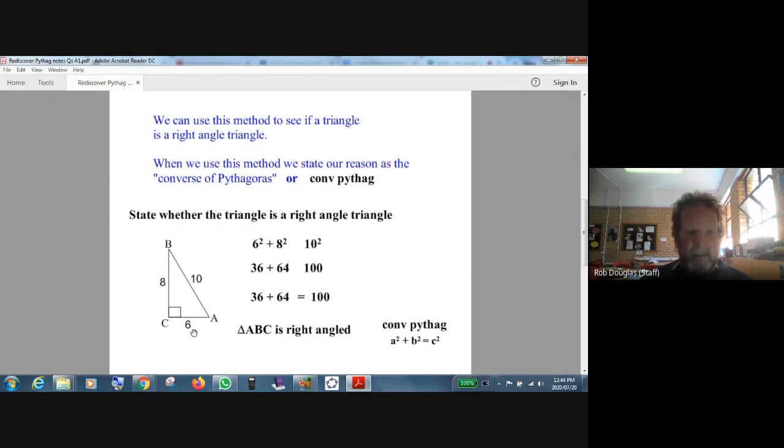So here's a question. We say 6 squared and 8 squared, and we look at 10 squared. Well, we have to check it out. 6 times 6 is 36. 8 times 8 is 64. 10 times 10 is 100. Well, 36 plus 64 really does equal 100. So then you can say triangle ABC must be a right angle triangle, and the reason you can give is because of the converse of Pythagoras.